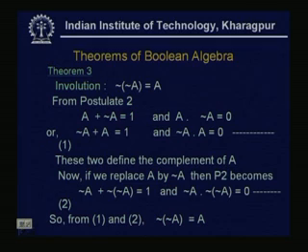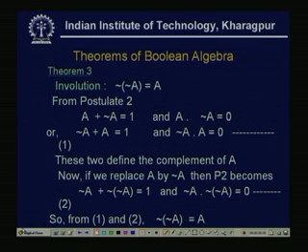Now, from postulate 2, we have already read that A plus negation A is 1. See, if my A is 0, then 0 plus 1 is 1. If my A is 1, because it is a Boolean variable, it can take only two values, either 0 or 1, then it will be 1 plus 0, which is 1. Now, A plus negation A is 1 and A dot negation A is 0. This is from my postulate 2. Now, if I write negation A plus A, just changing the order, this is equal to 1. And negation A dot A equal to 0.